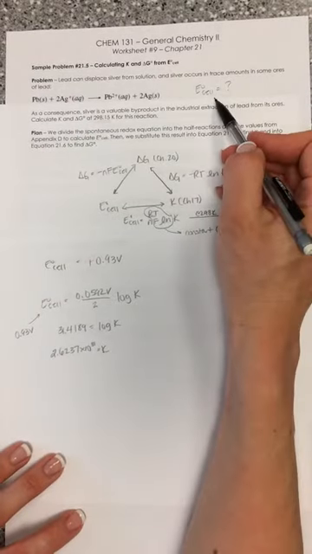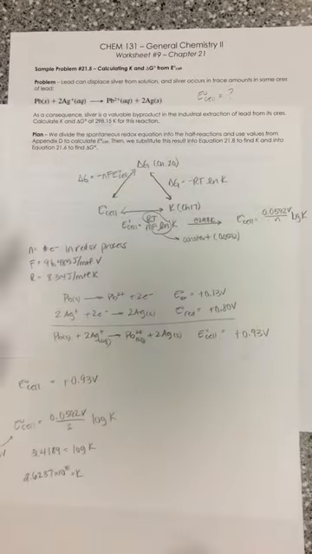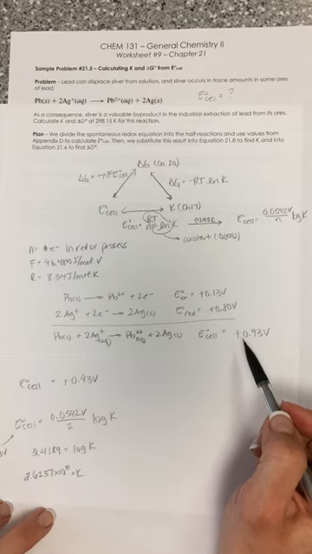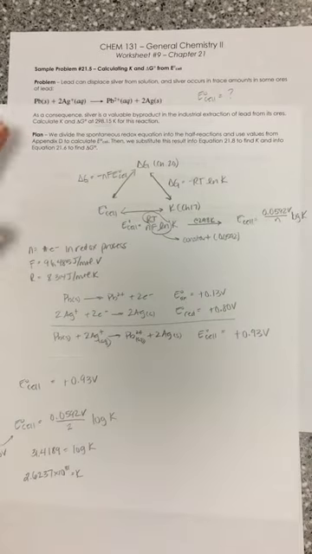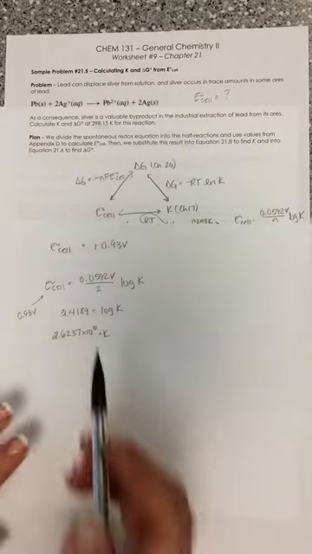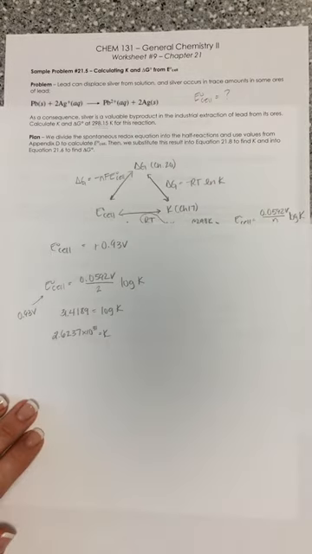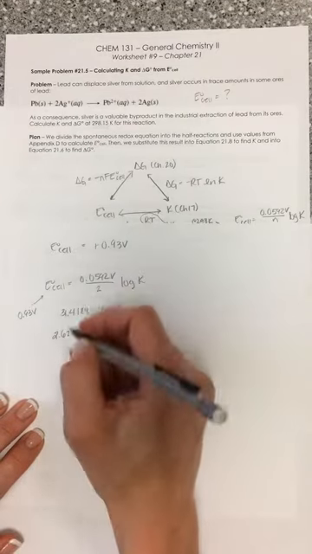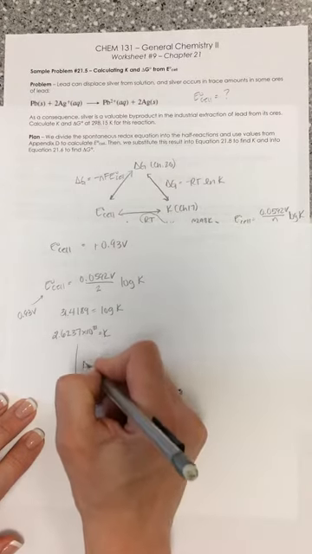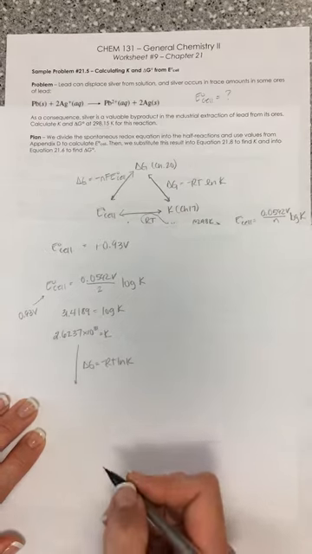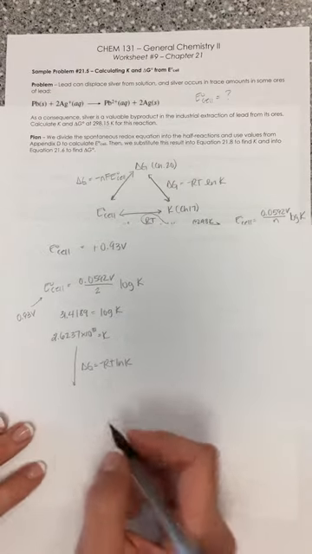We had an E cell that was spontaneous. Spontaneous reactions also mean a negative delta G. Reactions that have negative delta G's means that we're going to be product favored, which means we should have a large equilibrium constant. So what I'm going to do now is take this and use our delta G equals minus RT ln K to get our delta G value.